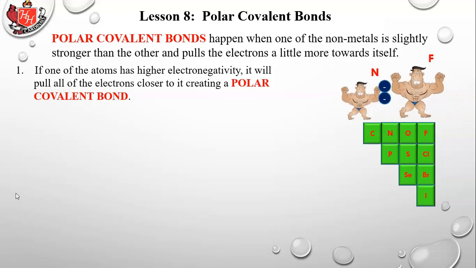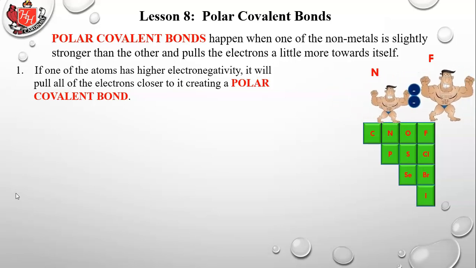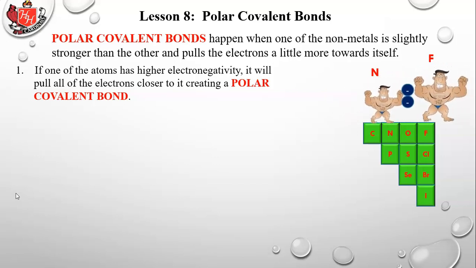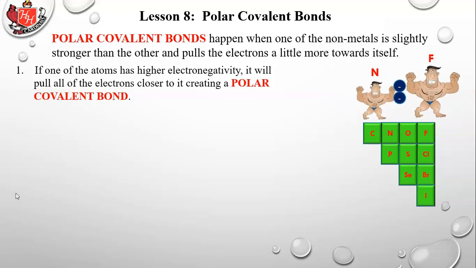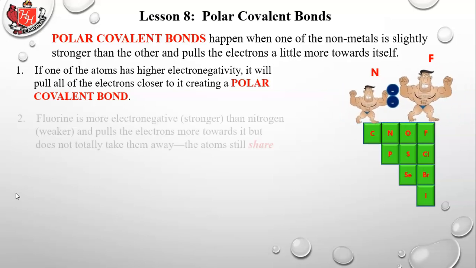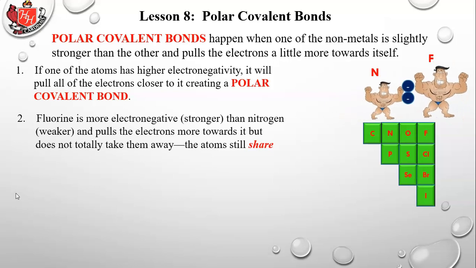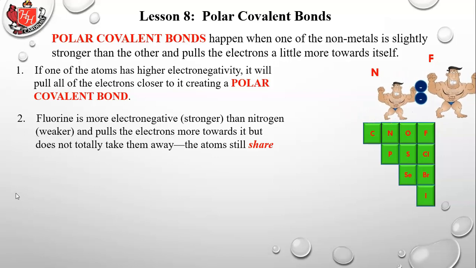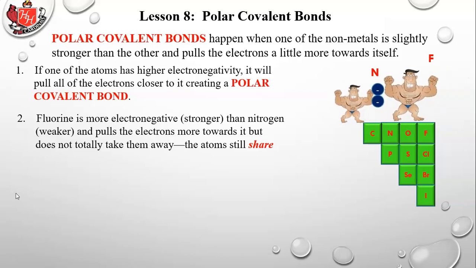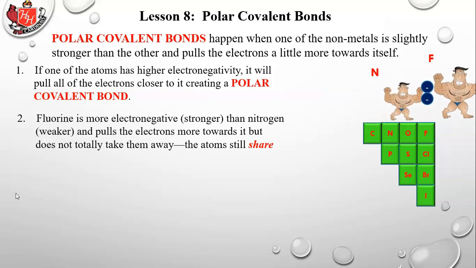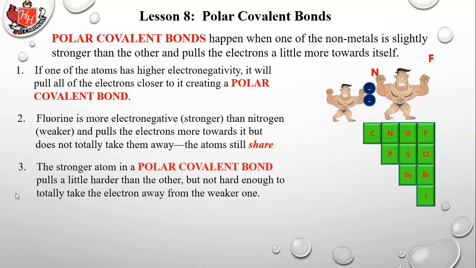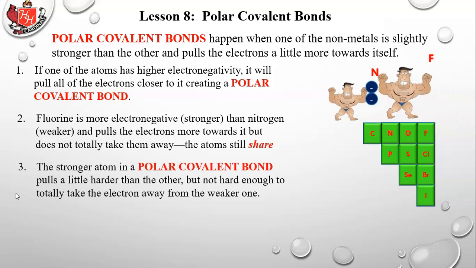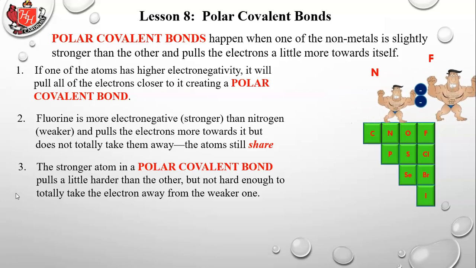It's just the electrons are pulled over to one side, so that side of the molecule tends to be a bit more negative, and the other side that is having the electrons pulled away from it, that would be nitrogen, is a bit more positive. So fluorine is more electronegative, stronger than nitrogen, which is weaker, and pulls the electrons more toward it, but does not totally take them away. The atoms still share. The stronger atom in the polar covalent bond pulls a little harder than the other, but not hard enough to totally take the electron away from the weaker one.